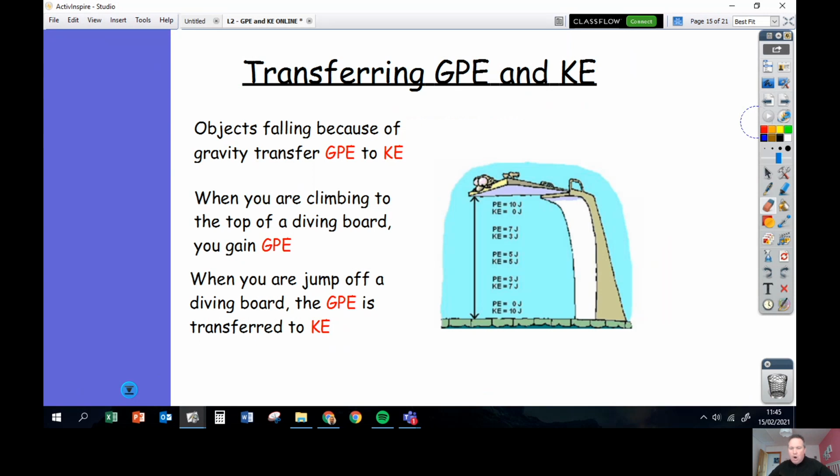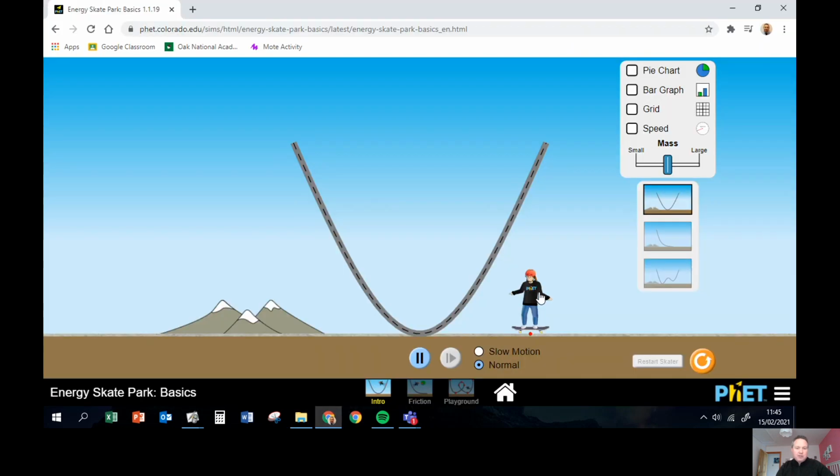Well, we have to remember that when an object is falling, what's happening is its GPE store is being transferred to its KE store. It starts off with energy stored in it as GPE, but as it falls down and gets faster and faster, that GPE store decreases and that kinetic energy store increases. So if we know the amount of GPE an object has at the top of its fall, we know how much kinetic energy it will have at the bottom of its fall.